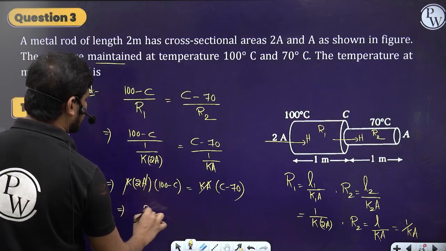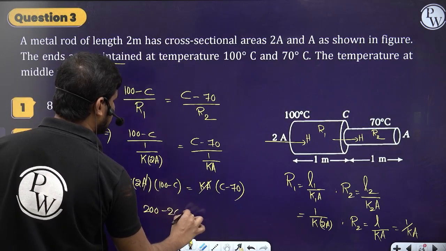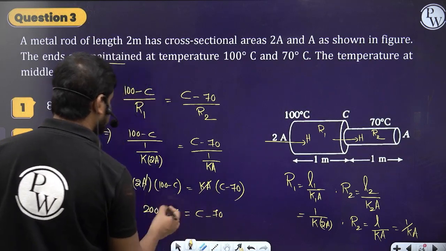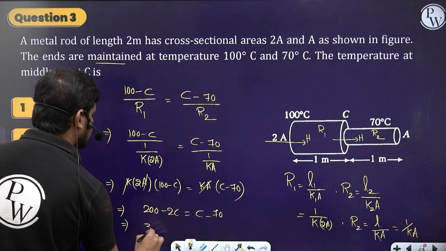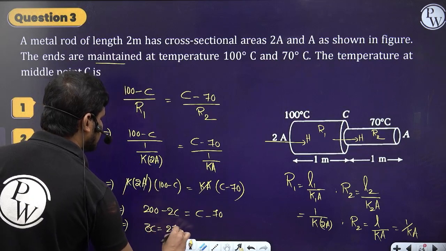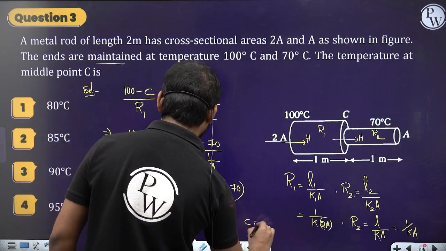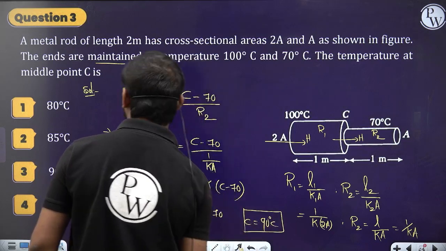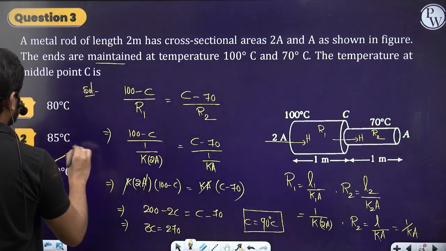2 into 100, 200 minus 2C is equal to C minus 70. So send this to that side. So we have got 3C is equal to 270. Then C will be equal to 90 degrees. C will be equal to 90 degrees centigrade. Option 3 is the correct answer.